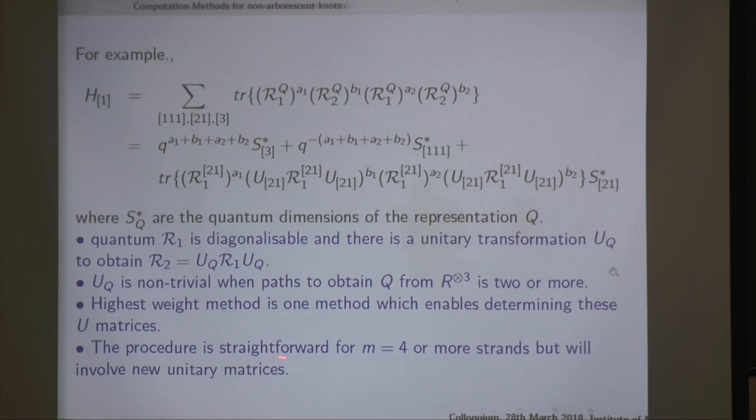The other procedure is whatever I've said for 3-strand; I could continue this for 4-strand also. But then it will involve a new kind of unitary matrices, so that will be the only complication. But we have a systematic way of using this highest weight method, which Vivek will do with an example to show you. I will briefly explain the steps in the next few slides. We have a way of doing it for up to m equal to 4. In fact, you can go to higher strands also, but it becomes computationally messier.